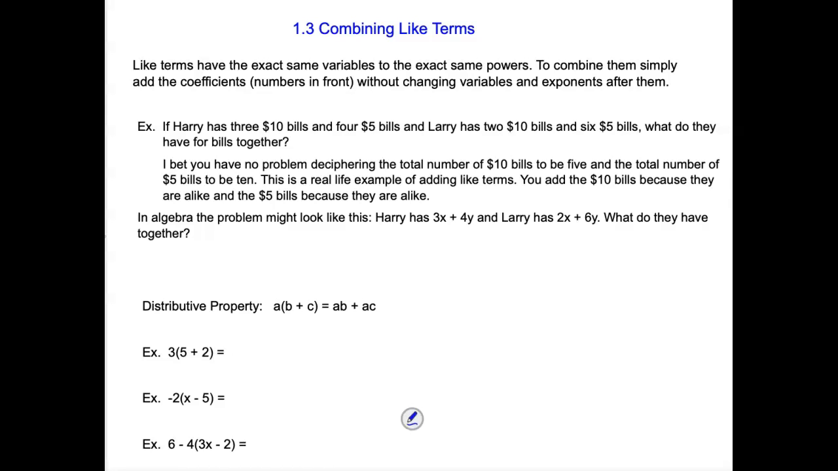Happy day to you! Our last video on 1.3, combining like terms. We're going to do combining like terms and also distributive property in this video.